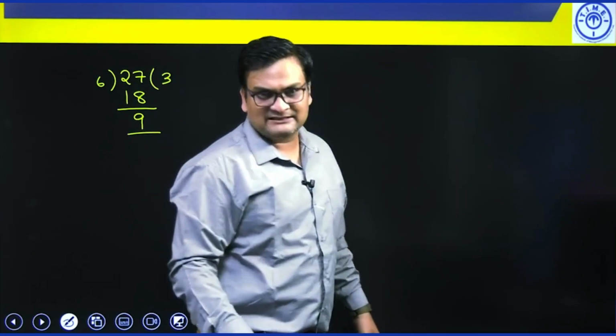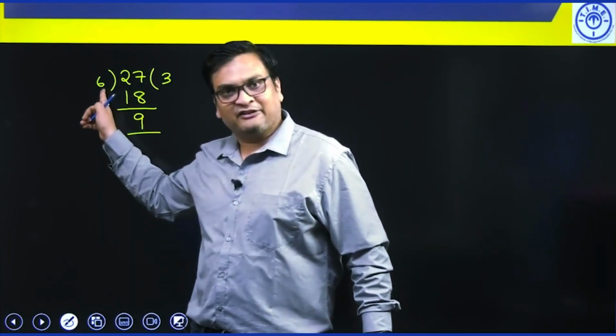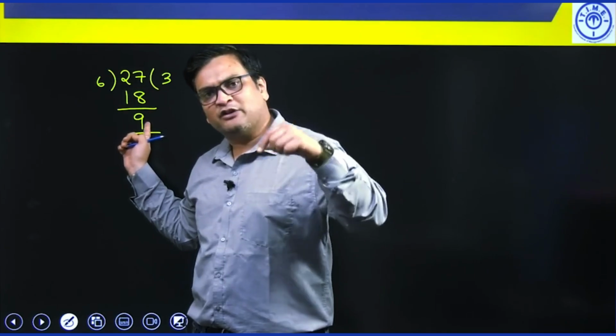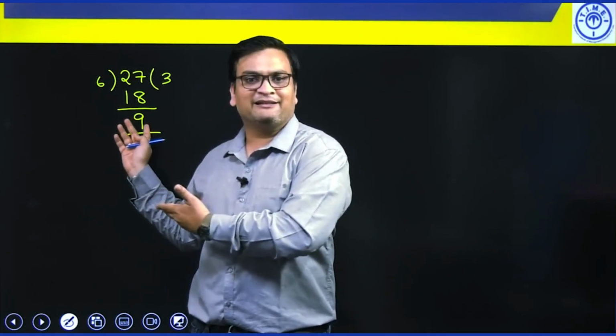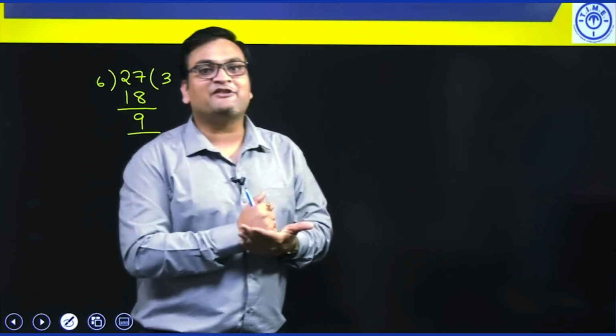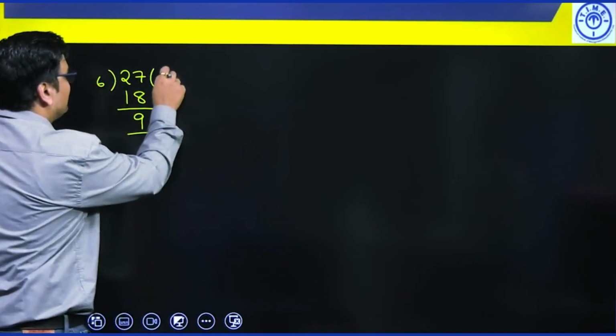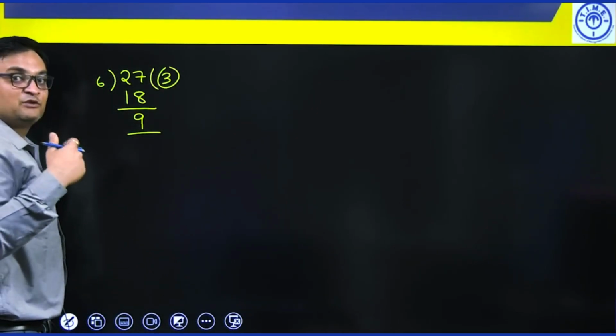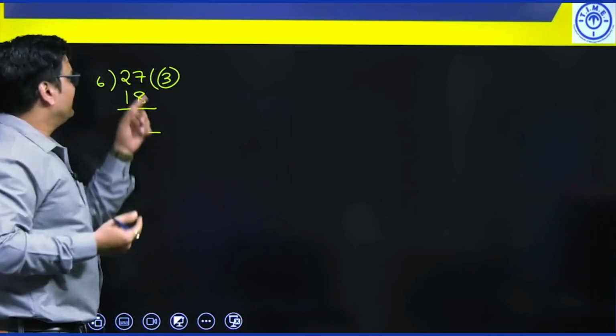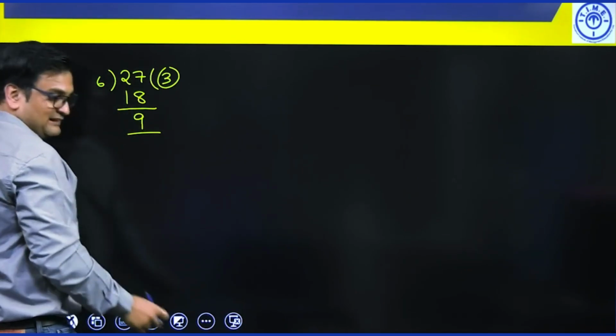So, that means in this case, if your divisor is 6, your remainder can never be more than or equal to 6. Right now, you're getting 9, which is not possible. So, what's the mistake that we have committed? We have made a mistake in counting the total number of complete 6s that we get in 27.